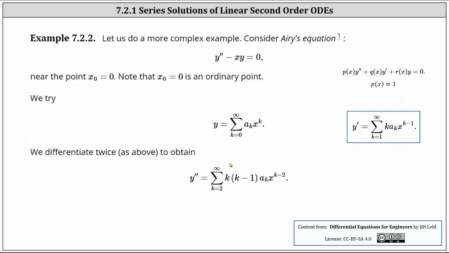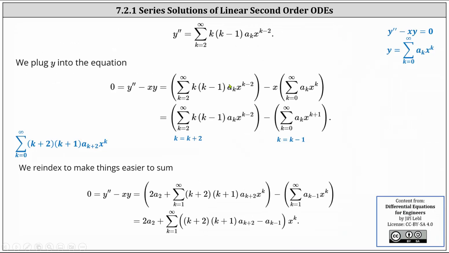Similarly, to find y double prime, we apply the power rule and the lower limit of the sum becomes k equals 2 because the first term in y prime is also a constant and the derivative is 0. So we have y double prime is equal to the sum from k equals 2 to infinity of k times k minus 1 times a sub k times x to the power of k minus 2. And now we perform substitution with y double prime and y into the differential equation. Recall the differential equation is 0 equals y double prime minus xy. So we have the power series for y double prime minus x times the power series for y.